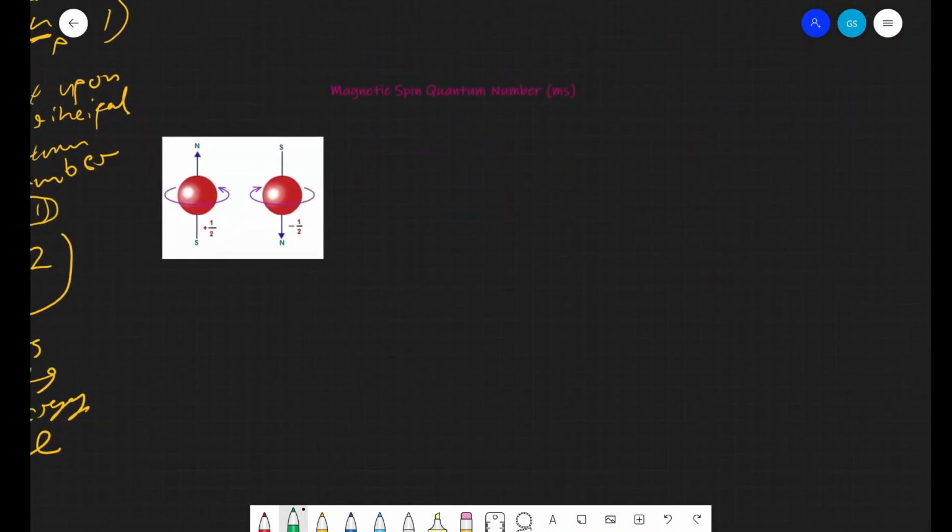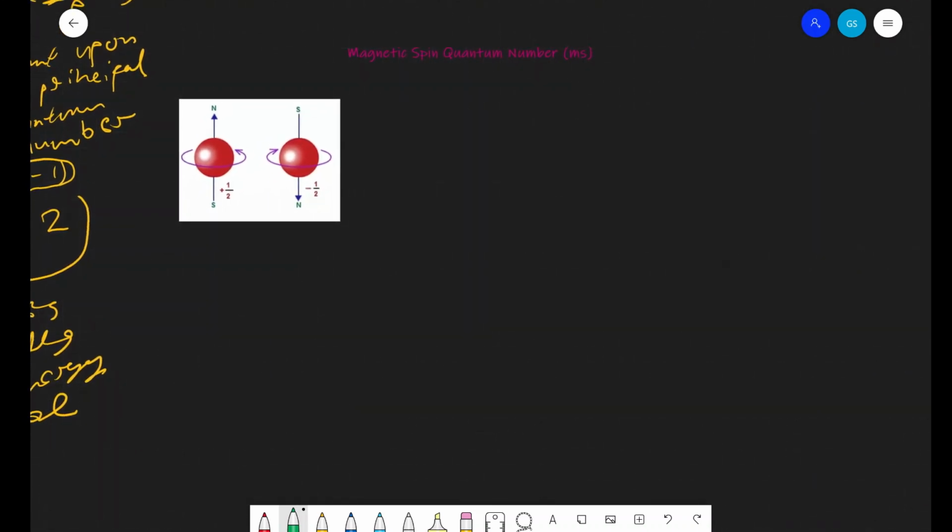Next, and the final one, is the magnetic spin quantum number. By far the easiest. Every electron has its own spin, either spinning positive half up or negative half down. So this is up and this is down.